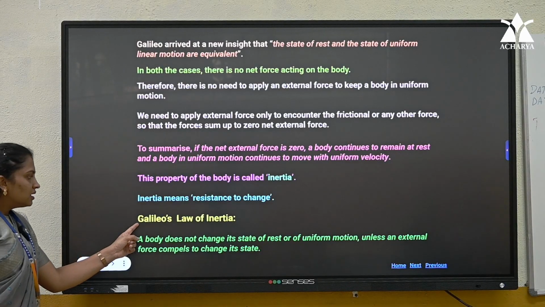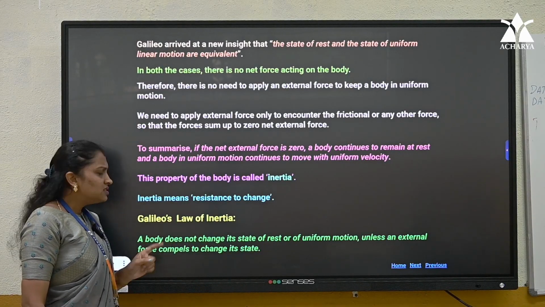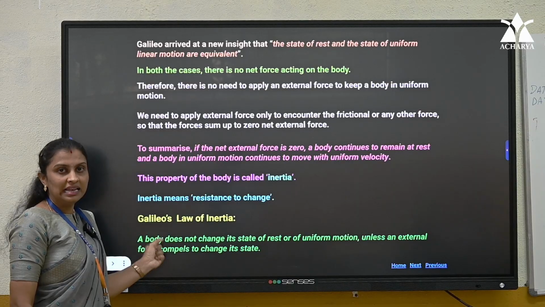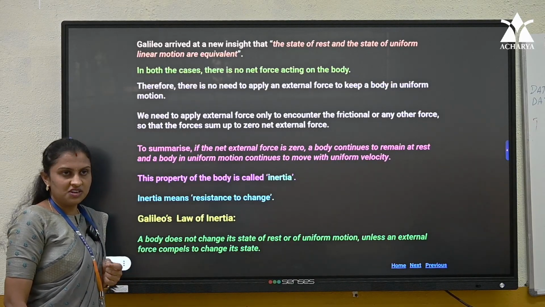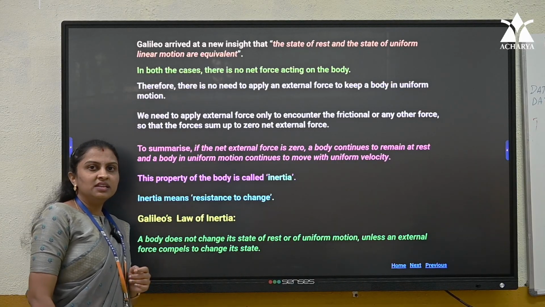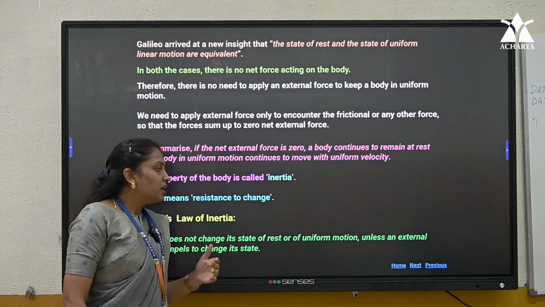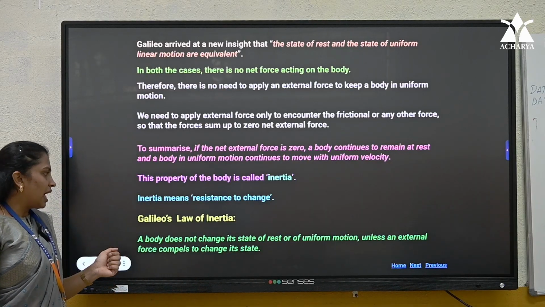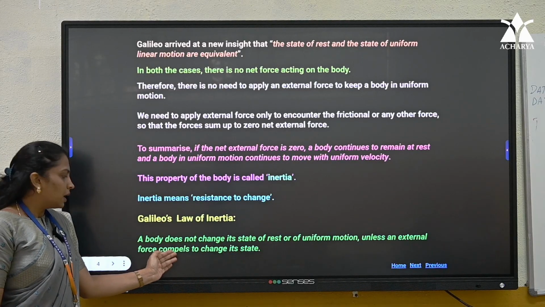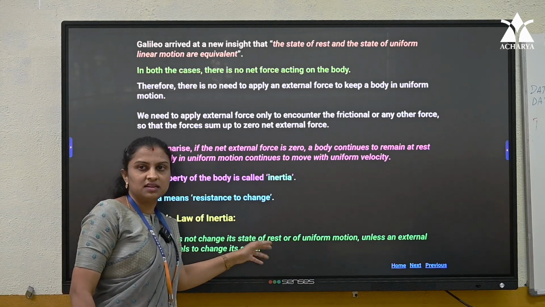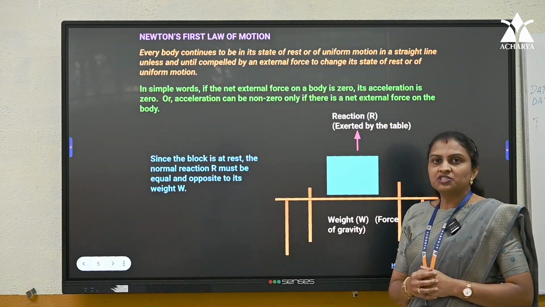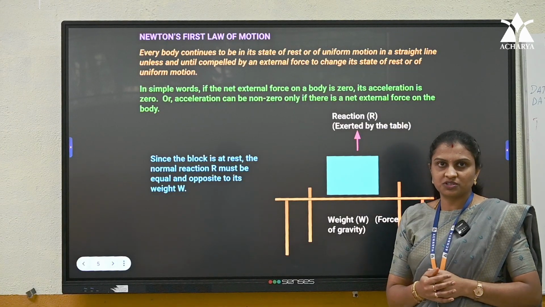So the next is Galileo's law of inertia. This is the last statement given by Galileo's law of inertia: a body does not change its state of rest or of uniform motion unless an external force compels it to change its state. The next topic from this chapter is Newton's first law of motion.